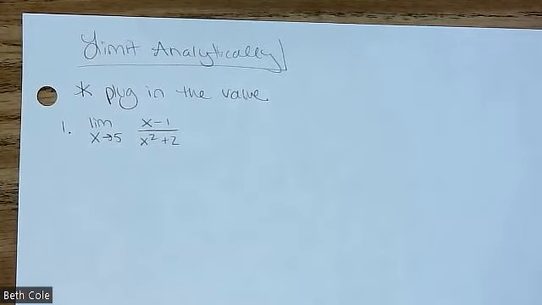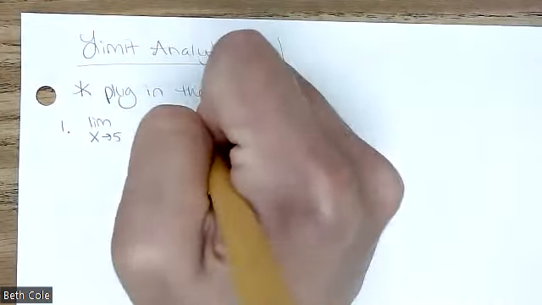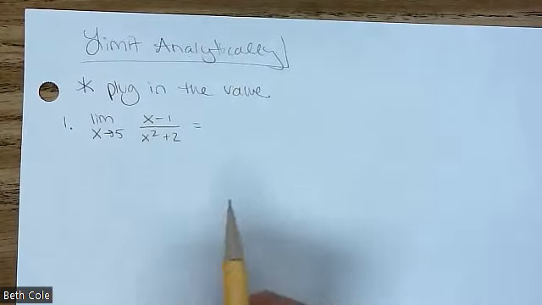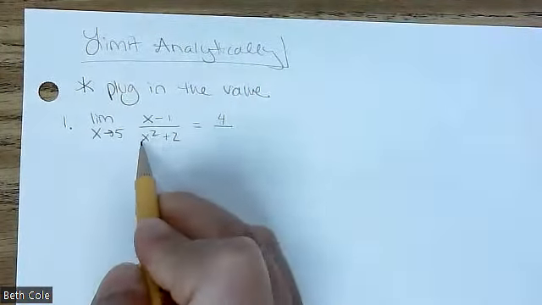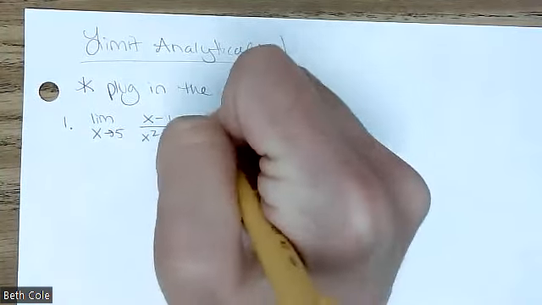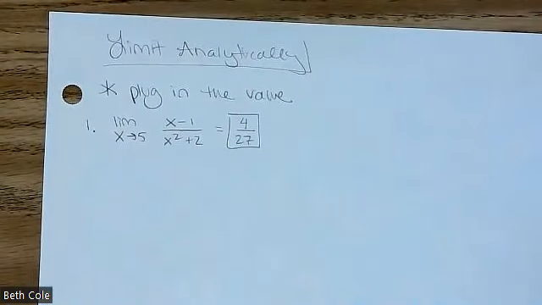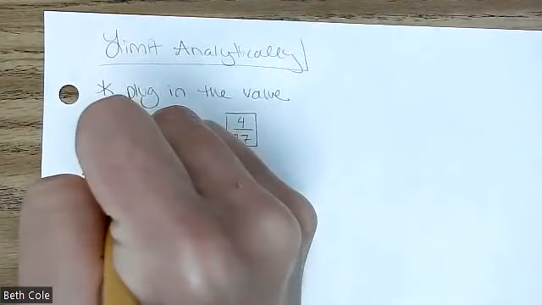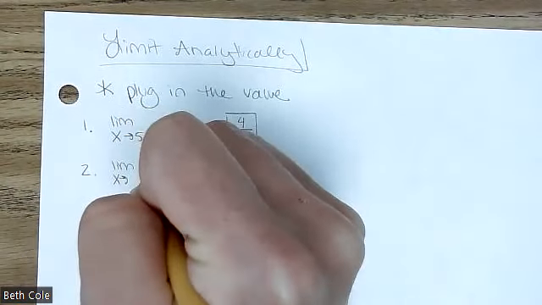So it's the limit as x goes to 5 for this function. The first thing you're going to do is plug in 5. So let's see what happens when we plug in 5. Y'all ready? 5 minus 1. Very good. 5 squared, 25 plus 2, 4/27 is your answer. And so you always want to try this first, because if it works, it saves you a lot of time. We'll just do one more of those because I don't really feel like we need to try a ton of that.